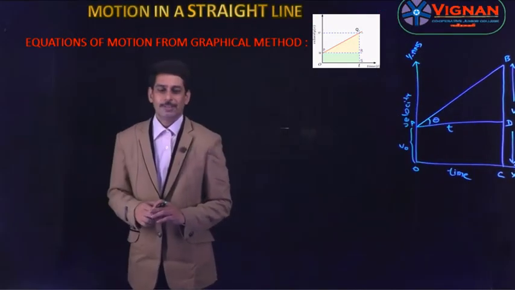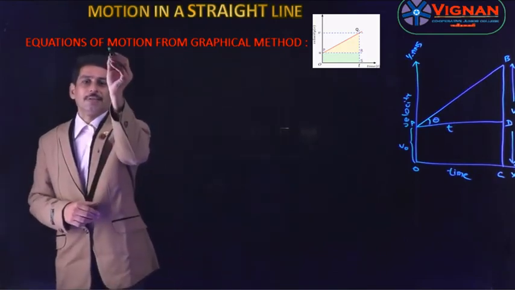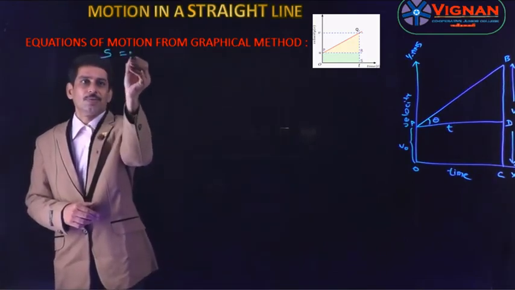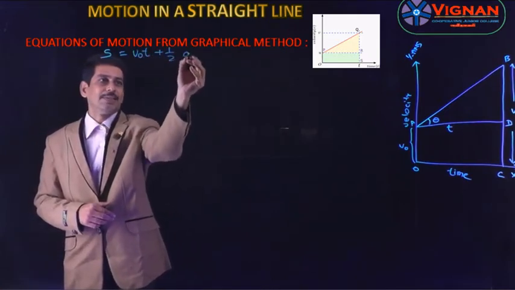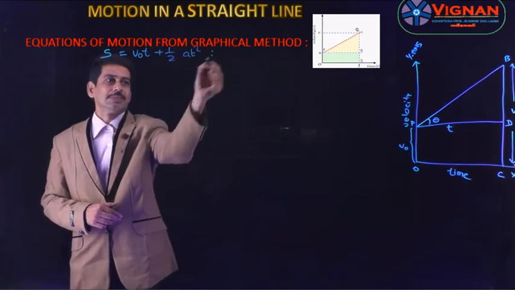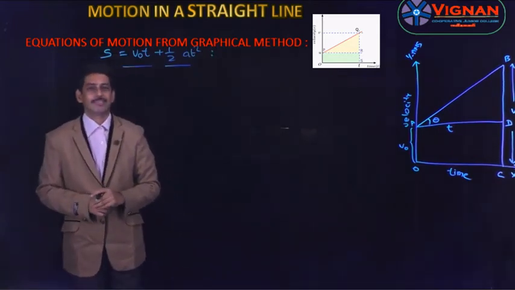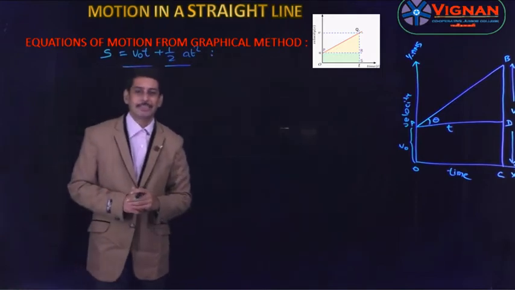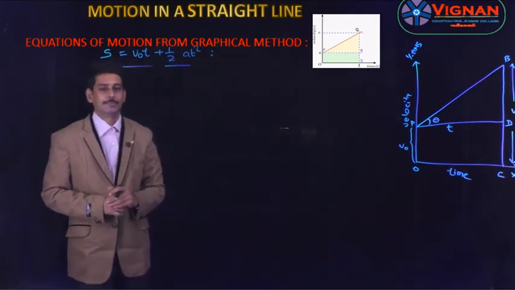Now we will derive the second equation. The second equation is S is equal to V naught t plus half AT square. In this equation, S is the distance traveled, V naught is the initial velocity, T is the time, and A is the acceleration produced.